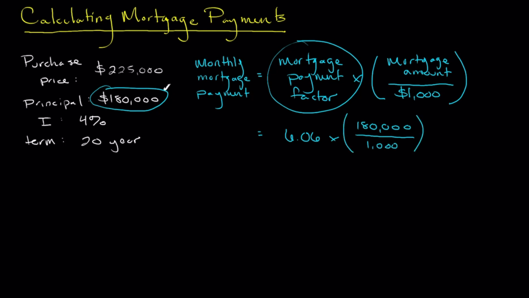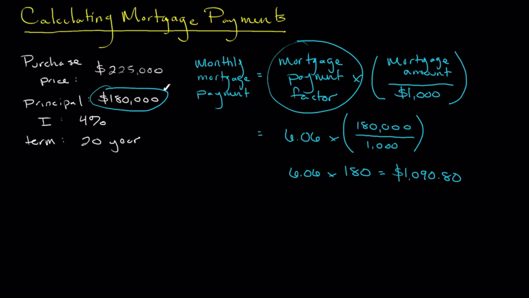So really at this point, you don't need a calculator unless you just want to be overly thorough. We know that we're going to carry this 6.06 to the next sequence, and we're going to multiply this by 180. Taking our 6.06, multiplying that by 180, that is going to give us a mortgage payment amount of $1,090.80.